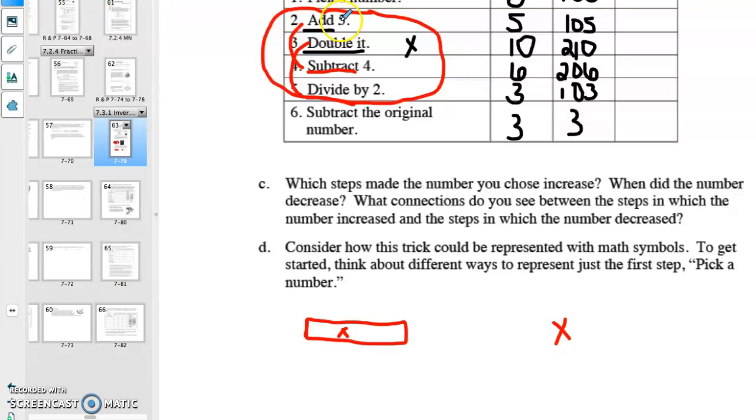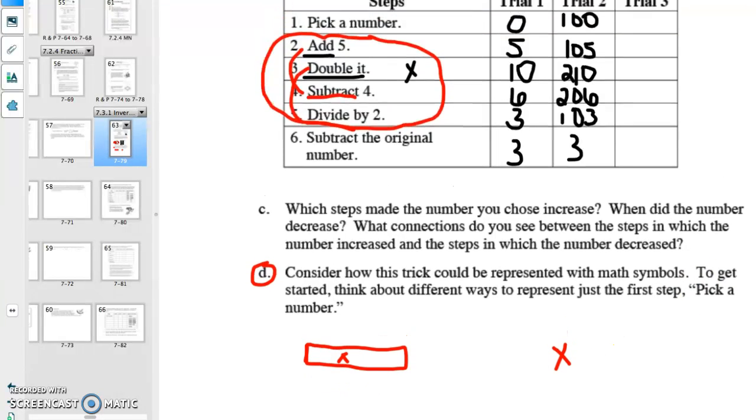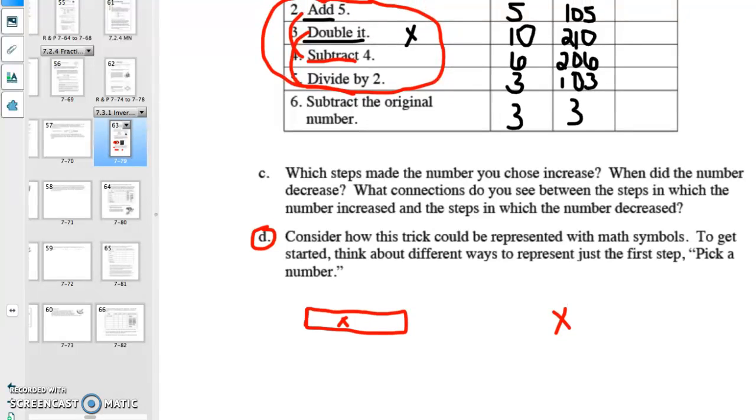After we picked a number, we added 5. And I would want you to write this down. I should have prompted you to do that. Write this down for letter D. We're going to show each step using symbols as well as pictures. Okay, so this was picking a number. The next one was adding 5.